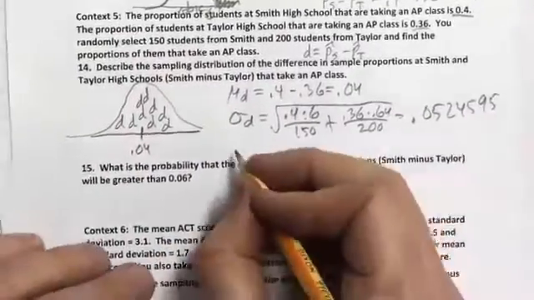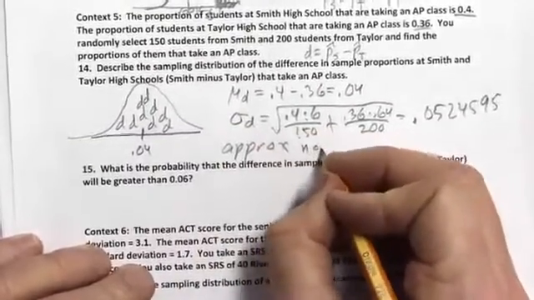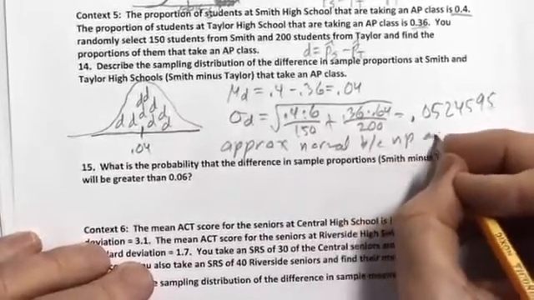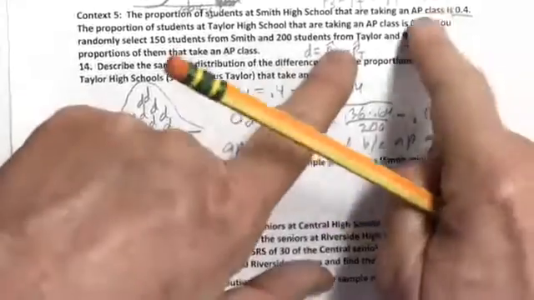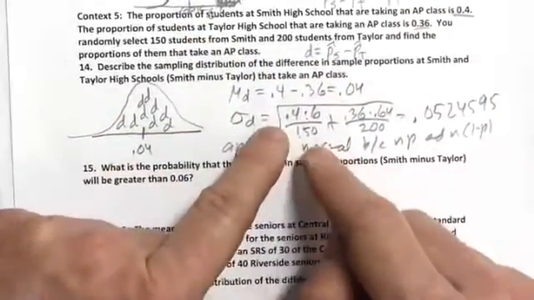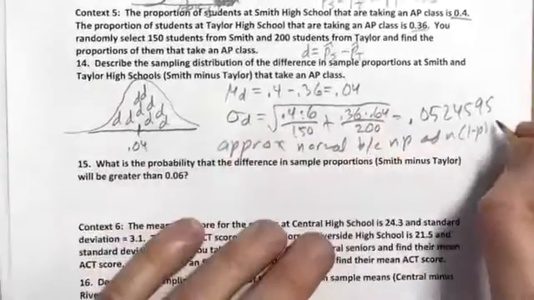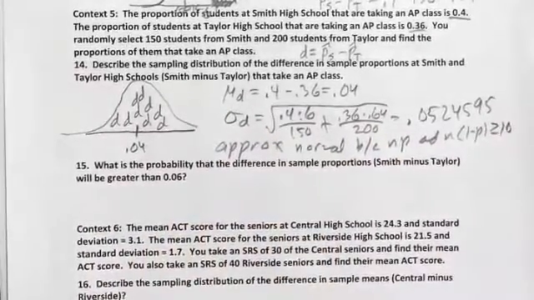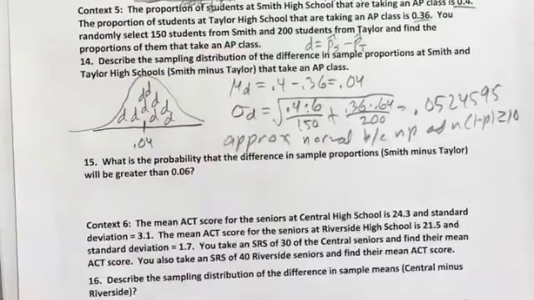And it would be approximately normal. These differences would be approximately normal because our n times p and n times 1 minus p for both of these groups, in other words 0.4 times that, 0.6 times that, 0.36 times that, 0.64 times that, are all greater than or equal to 10. All four of them. It can't be just three of the four, it's got to be all four. And so that would be describing the center, the spread, and the shape for that sampling distribution.